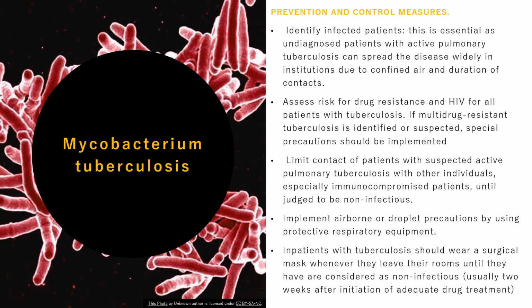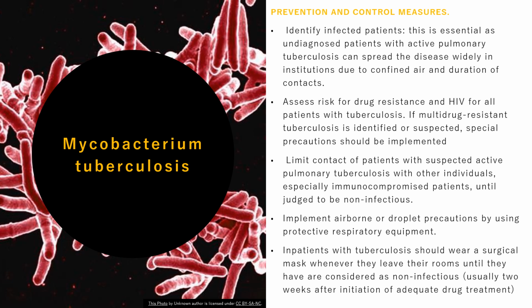The remark about tuberculosis: identify the infected patient. This is essential as undiagnosed patients can spread the disease widely in the institutions due to confined air and duration of contacts. Assess the risk for drug resistance and HIV for all patients with tuberculosis. If multi-drug resistant tuberculosis is identified, special precautions should be implemented. Limit the contact of patients with suspected acute tuberculosis with other individuals, especially immunocompromised patients, until judged to be non-infectious.